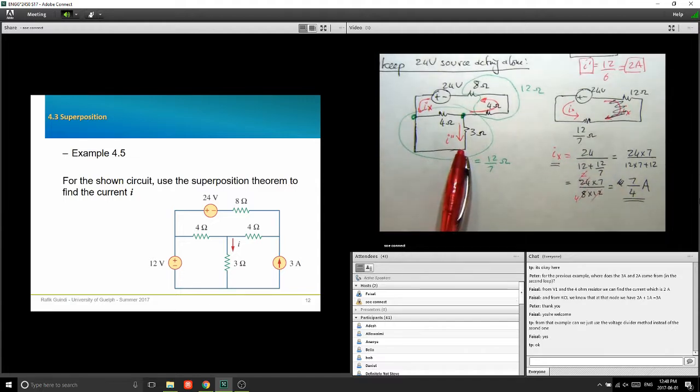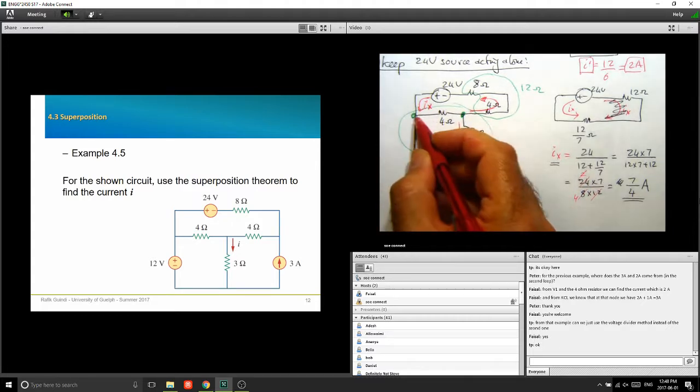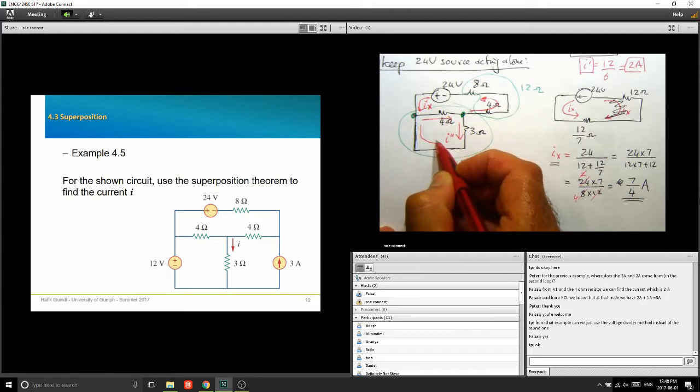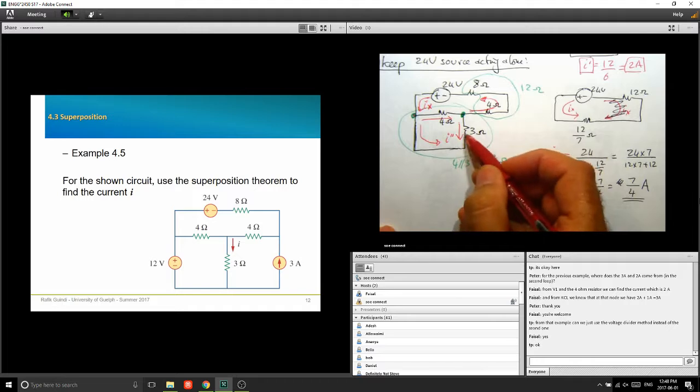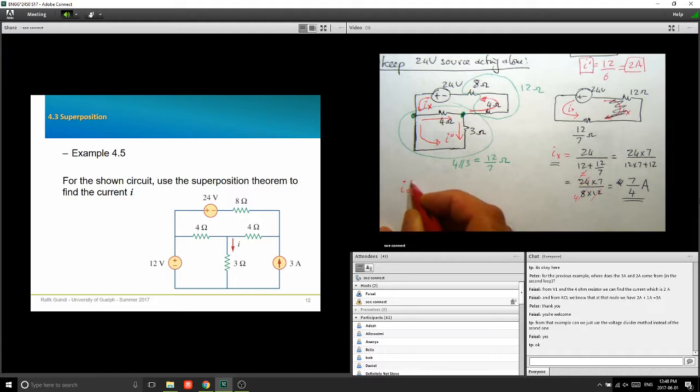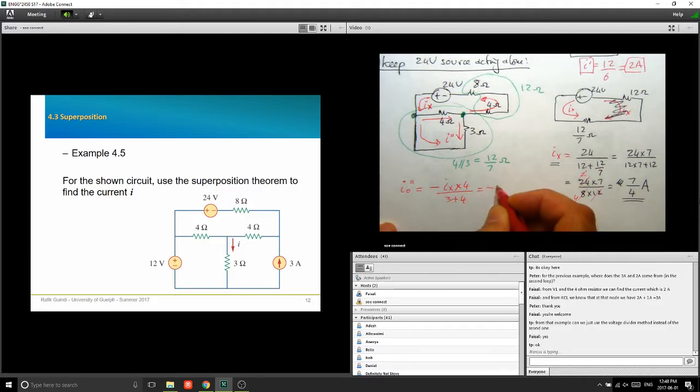Now I need to find I naught double dash or double prime. This current Ix from here at this node is going to go through two parallel resistors, this one and this one. I naught double prime is the same as this current but with a negative sign. So I'm going to say I naught double prime. I'm going to put my negative sign and then I'm going to use current division. Ix times 4 over 3 plus 4, minus 4Ix over 7. That's what my I naught double prime is.